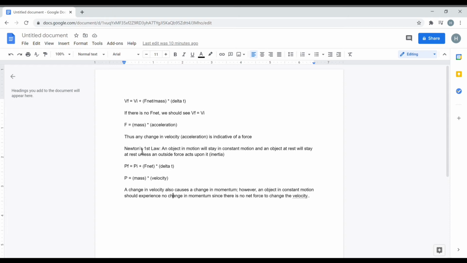Final momentum is equal to initial momentum plus the net force times the time elapsed. And momentum is mass multiplied by velocity. Thus, any change in velocity will lead to a change in momentum. However, because there's no change in velocity, momentum is constant throughout this period.